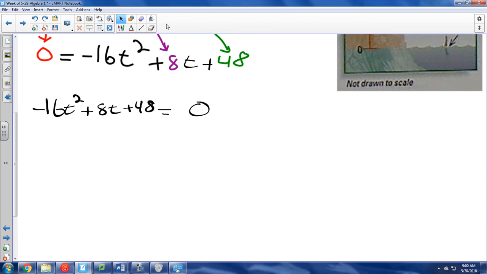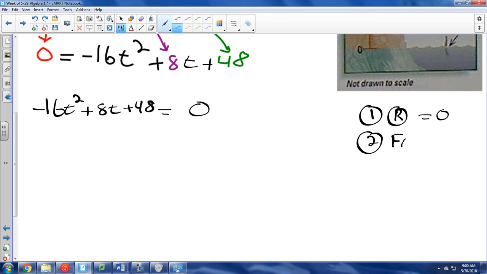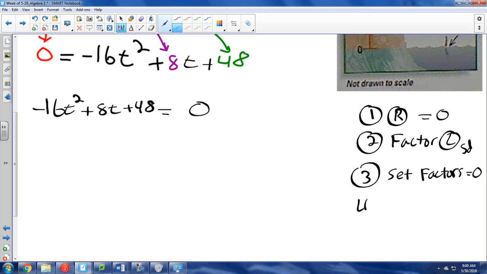So if the left side is set equal to 0, we can now just go through our steps. The steps are as follows. We need the right side to equal 0. We need to factor the left side. We need to set the factors equal to 0, and we need to solve. So let's go through that step by step here.